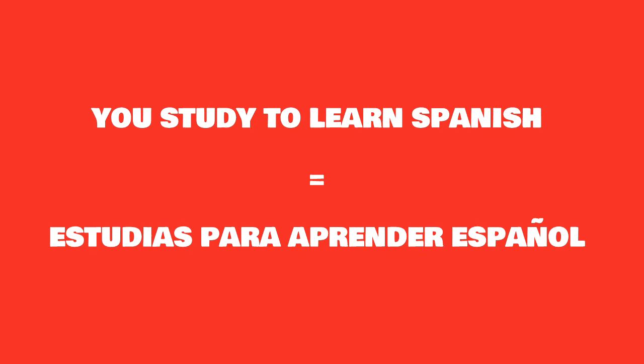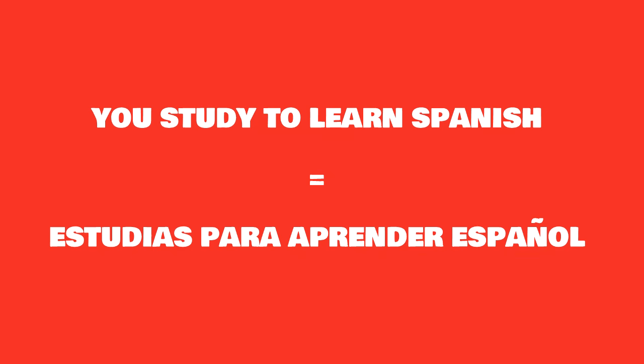For purpose, when we would normally say to something, they say for something or para something. You study to learn Spanish. Estudias para aprender español. Even though we say to in English, they say para in Spanish. And just like we discussed earlier, para is used for goals, purpose, or sticking with the arrow theme, an aim. The aim of studying is to learn Spanish. Estudias para aprender español.